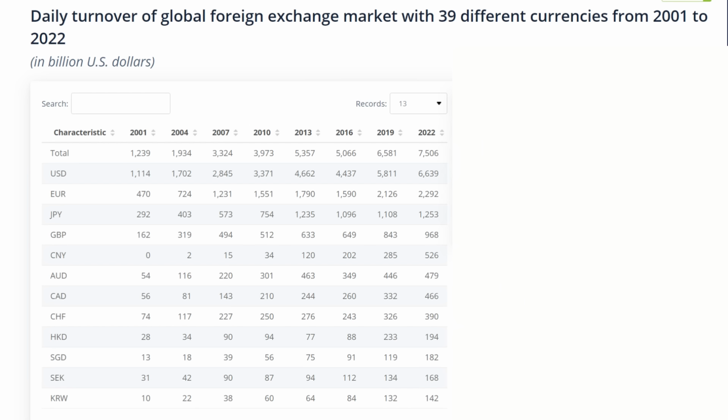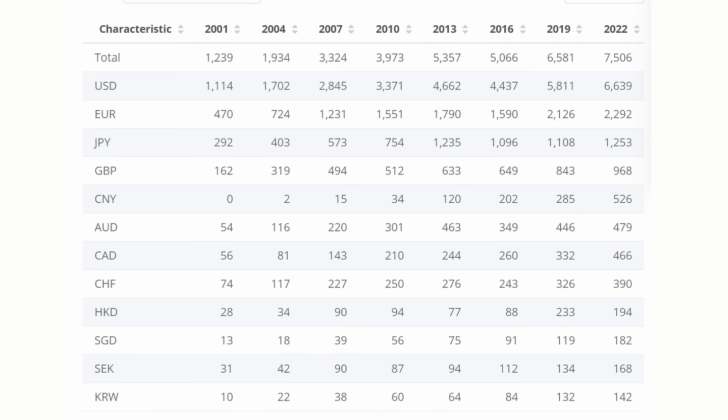This chart shows the daily turnover of global foreign exchange markets for the major currencies dating back to 2001. And the values shown here are in billions of US dollars. And this data shows us a number of really interesting things. Back in 2001, the volume of trades on the international forex markets was $1.2 trillion. And out of that figure, US dollar trades equated to $1.1 trillion. So the US dollar represented 90% of all transactions that were being made in the foreign exchange markets.